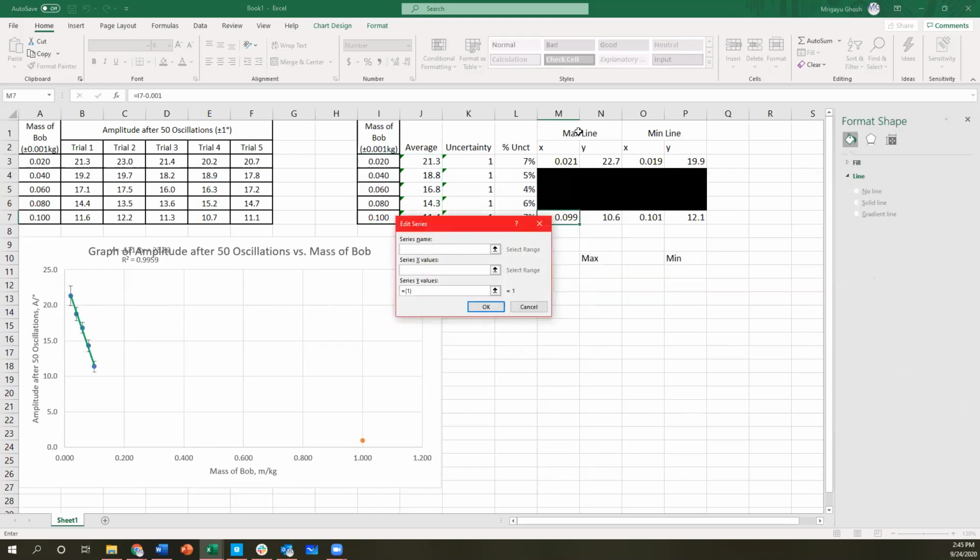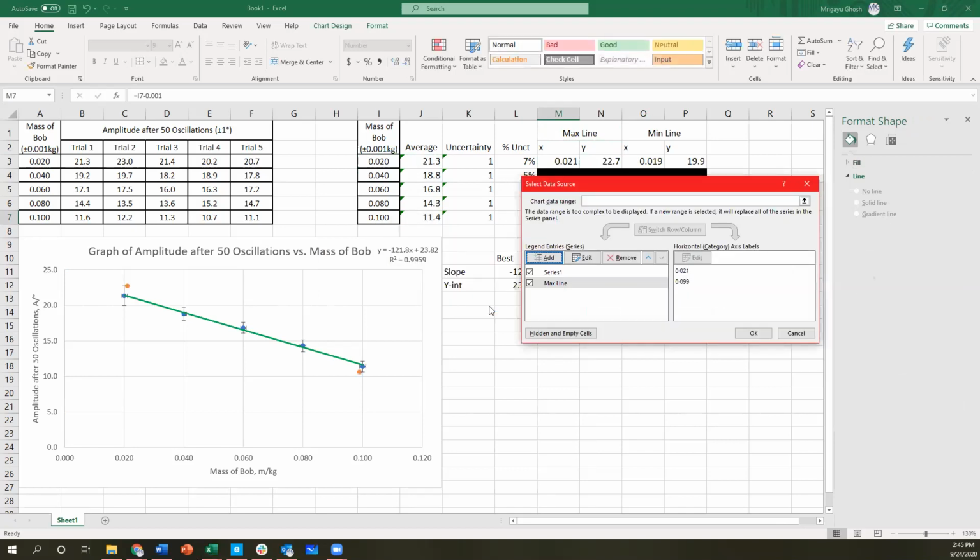The series name is called maxline. The x values of the series are this one, and then press Control and select this one. That lets you select non-consecutive cells. And then for the y values, you're going to have this one, and then hit Control and select this one.